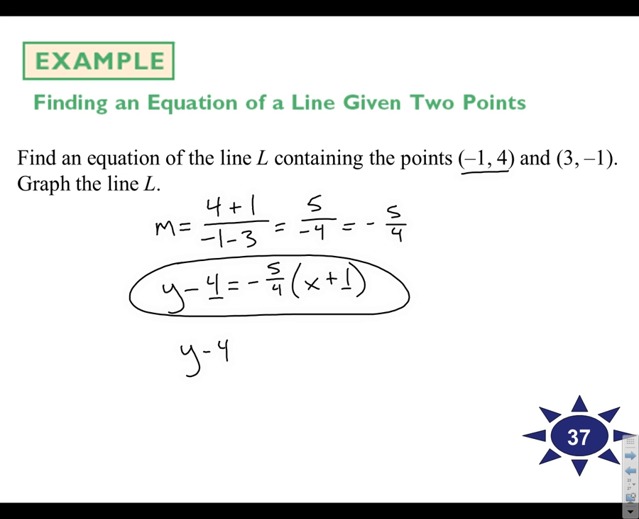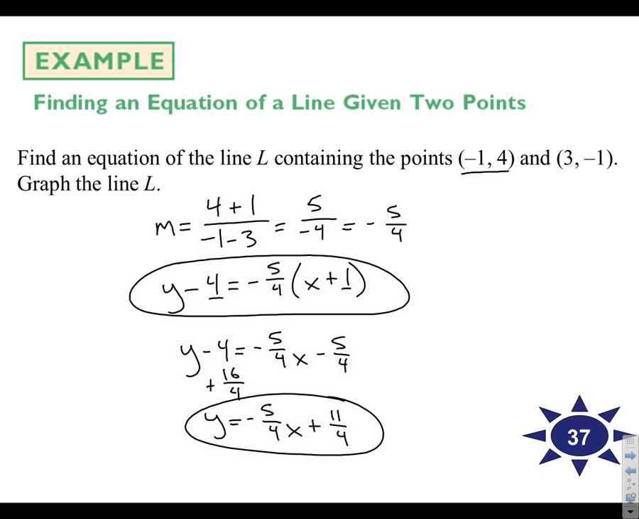Y minus 4 equals -5/4 x minus 5/4. And we're going to add 4, which is the same thing as adding 16/4. So y equals -5/4 x plus 11/4. Those two equations are both the same, it just depends on what form is asked for.